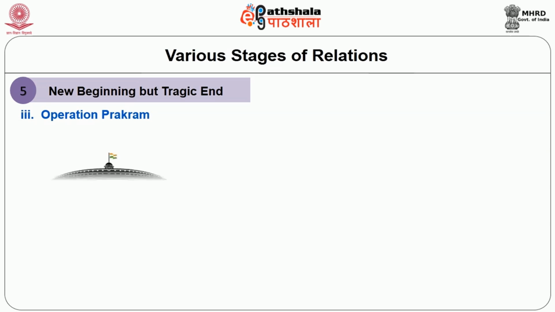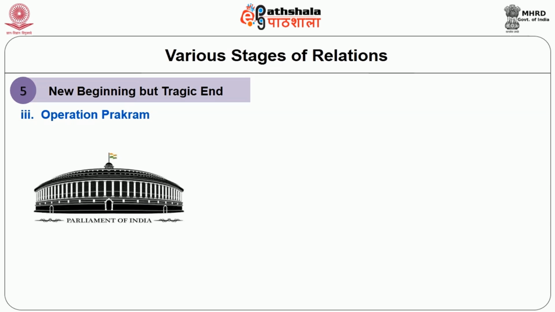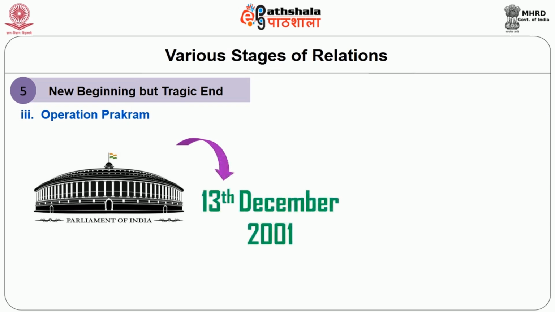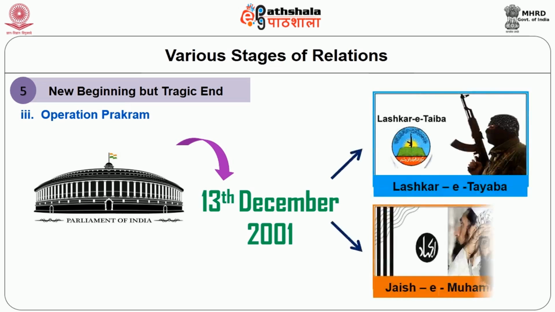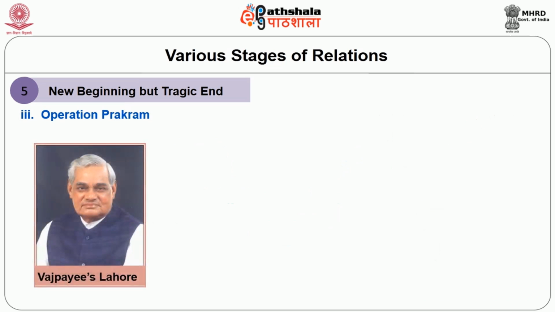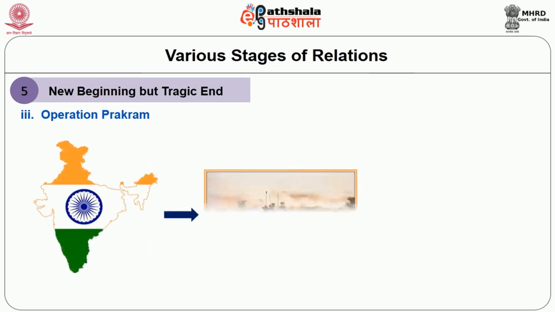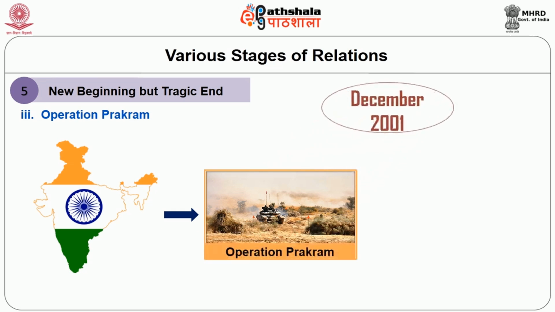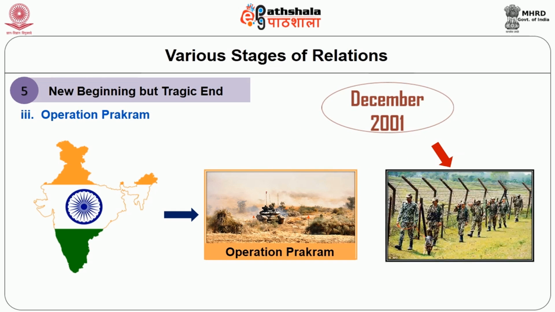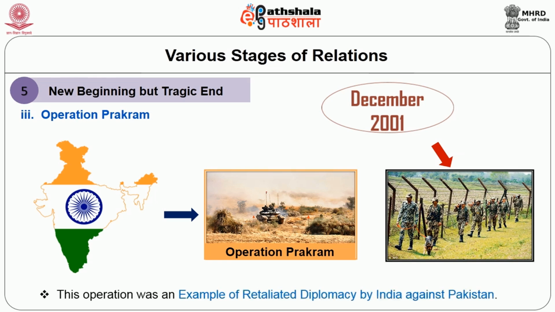Operation Parakram. After that, the Indian Parliament was attacked on 13th December 2001 by terrorists of two important Pakistan-based terrorist organizations, Lashkar-e-Toiba and Jaish-e-Mohammed. Keeping in view the seriousness of this attack, Indian Prime Minister Vajpayee declared the final war. In this way, India started its Operation Parakram in December 2001 with the deployment of forces on the border. This operation was an example of coercive diplomacy by India against Pakistan.